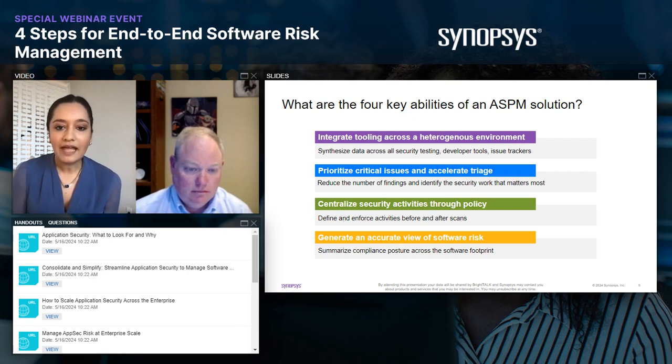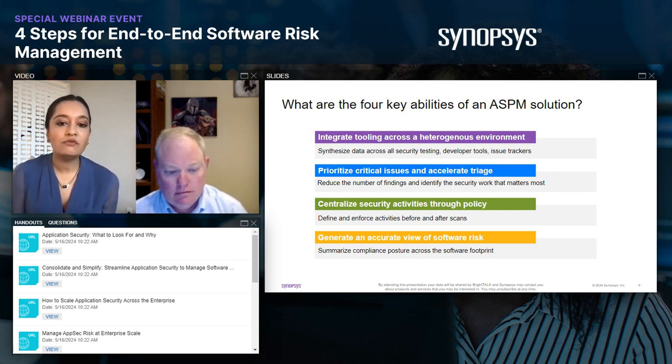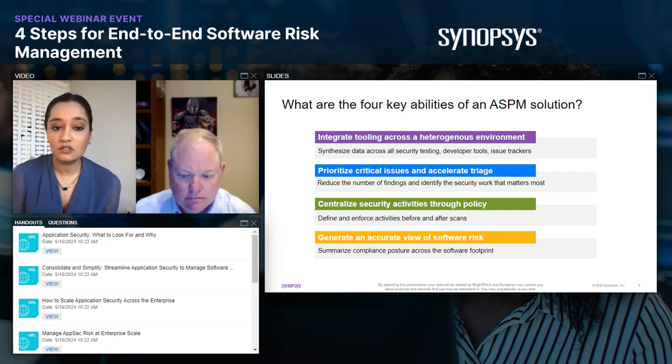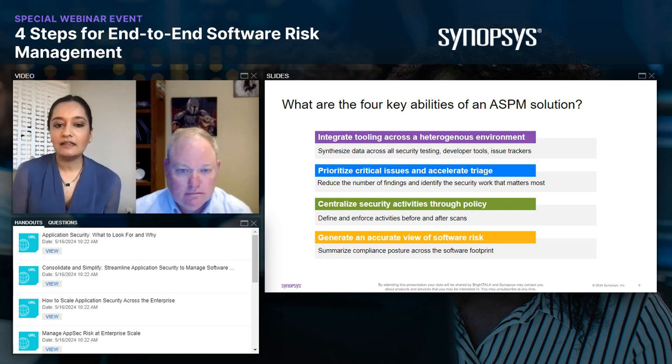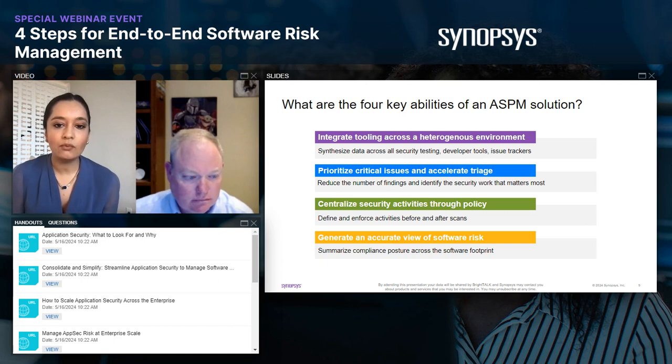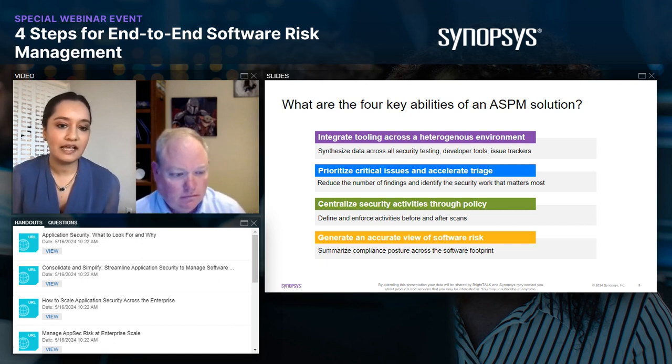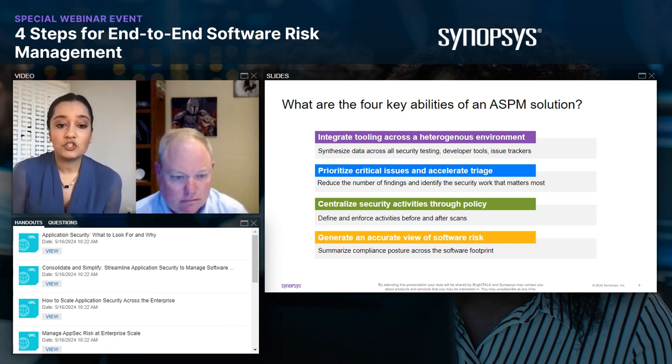The next part of that is having an effective way of prioritizing critical issues and really deducing down what's the work that matters most. The next part is being able to do effective workflow management, really being able to centralize security activities, identify and predefine those security activities through policy, and standardize that across your org.